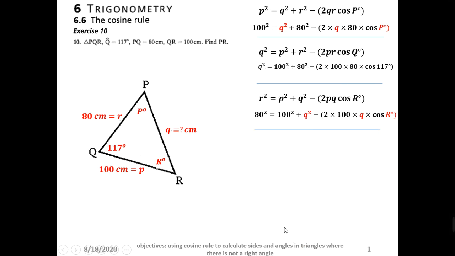Let's substitute in the last one for extra practice. R is equal to 80, so this makes it 80 to the power of 2. P is equal to 100, so it's 100 to the power of 2, plus Q squared, which is my unknown, minus 2 times P, which is 100, times Q, which is my unknown, times cosine of angle R, which is unknown. Once again, I have two unknowns in this equation, which are Q and R.